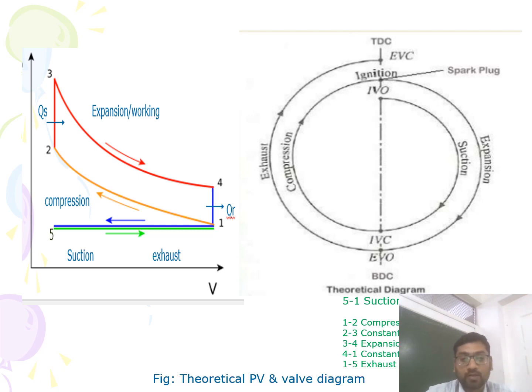With the sudden opening of the exhaust valve, all this gas sweeps out to the atmosphere, so that's why heat is released. But this process is again carried out at constant volume. As you can see, the straight vertical line 4 to 1 is the heat release process. Then after that the inlet valve is open.